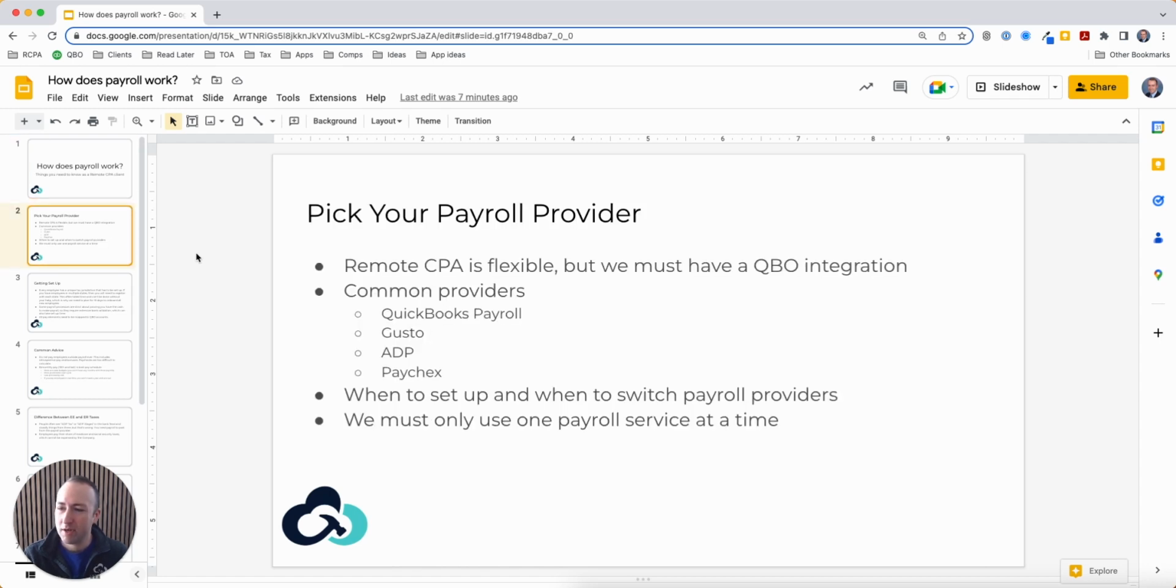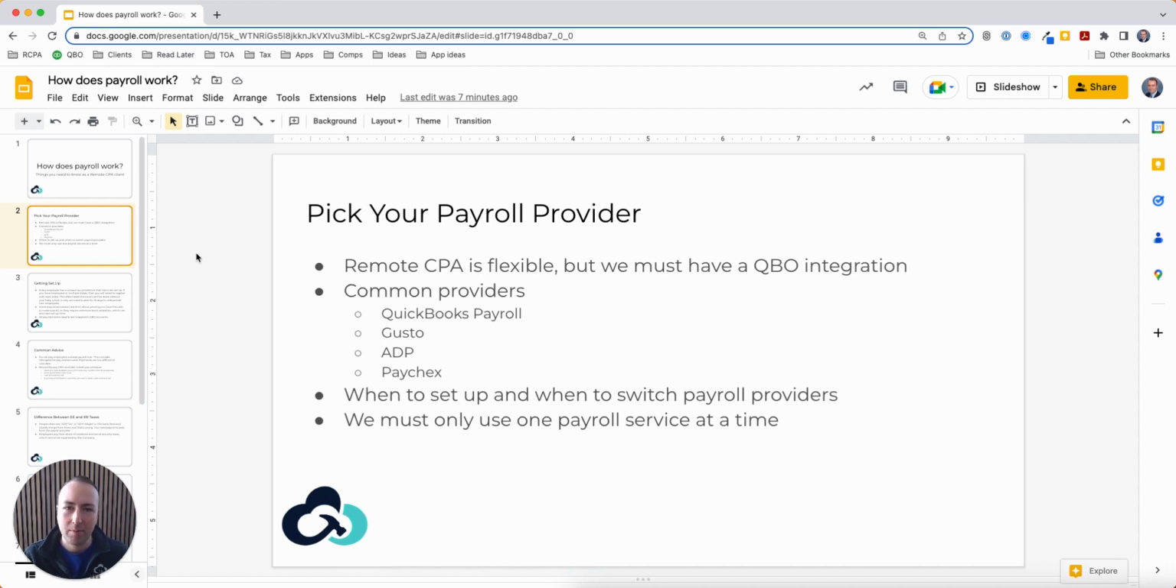First, you need to pick a payroll provider. If you're an existing client, you've probably already completed this process and there's no reason to revisit it. But for new clients or clients who are looking to change their payroll provider, we're really flexible.